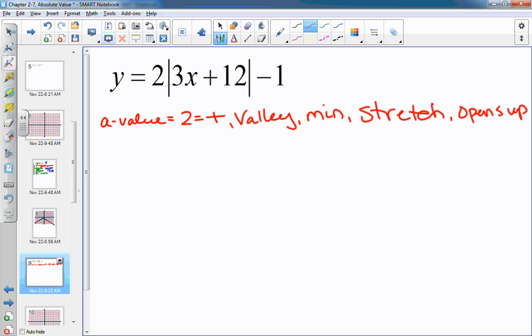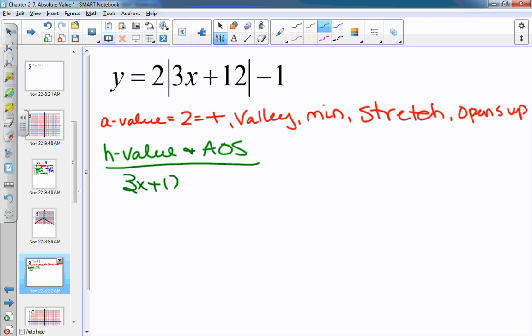Okay, the next thing I need to find is going to be my H. So how do I find my H value along with my axis of symmetry? Take whatever's inside your absolute value bars and set it equal to 0. So 3x plus 12 is equal to 0. Subtract the 12 and divide by 3. What is that? x equals -4. What is it?